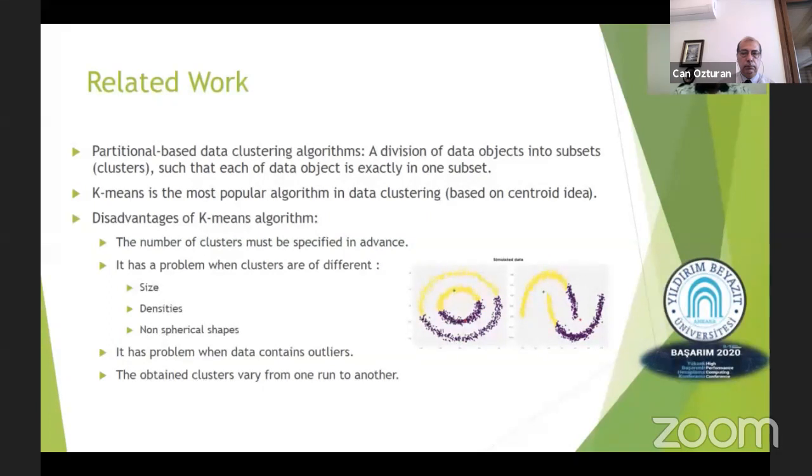However, this algorithm has major disadvantages. You have to specify the number of clusters in advance. It doesn't work when the clusters differ in size and density, or when the clusters have non-spherical shapes. It also has a problem when the data contains outliers. The obtained clusters also vary from one run to another. As we can see in the figure on the right side, the algorithm failed to find the proper clusters because the clusters are non-spherical.